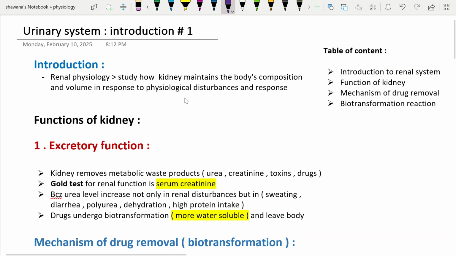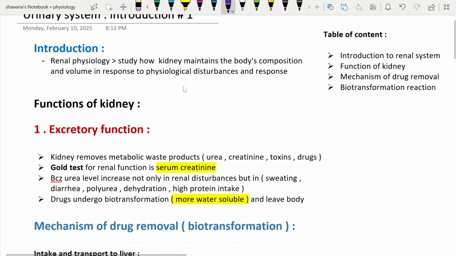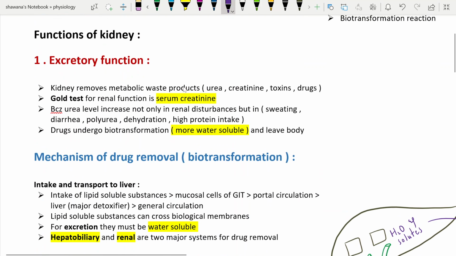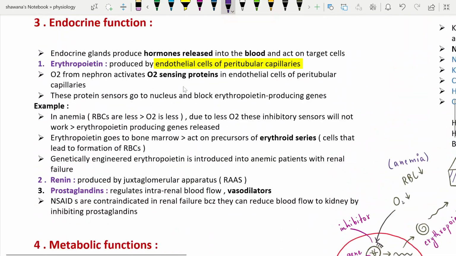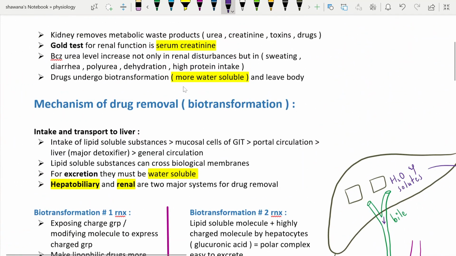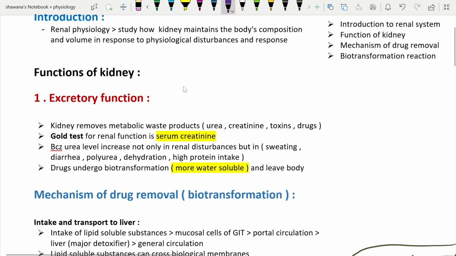Okay, what you understand with renal physiology is the study of how the kidney maintains the internal conditions of the body, like osmotic conditions, homeostasis, and maintaining the pH of the blood, as well as electrolyte balance. The functions of the kidney: there are four functions, excretory, metabolic, endocrine, and regulatory functions. Okay, first is the excretory function.